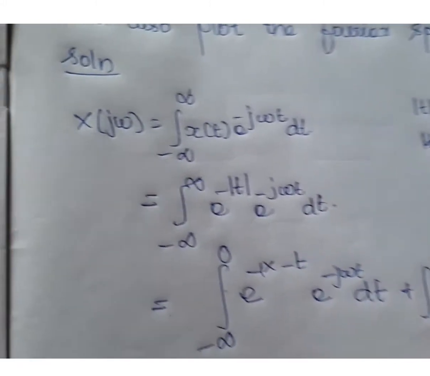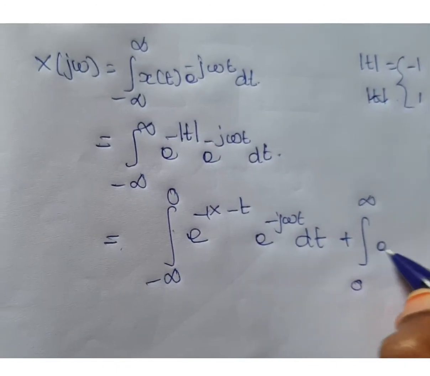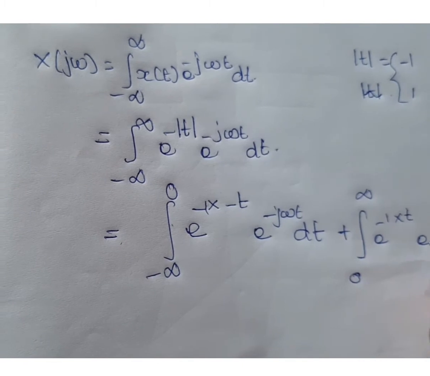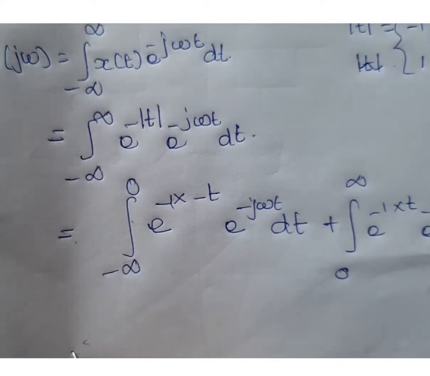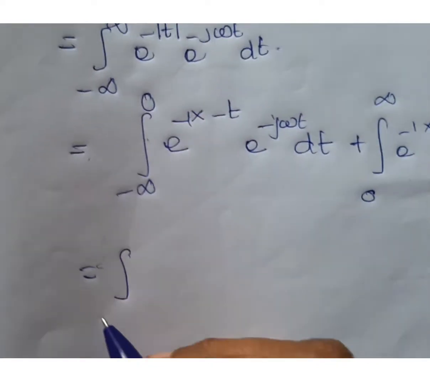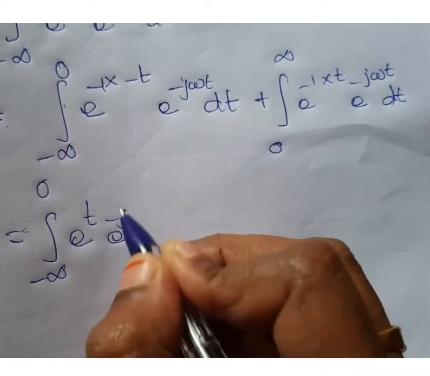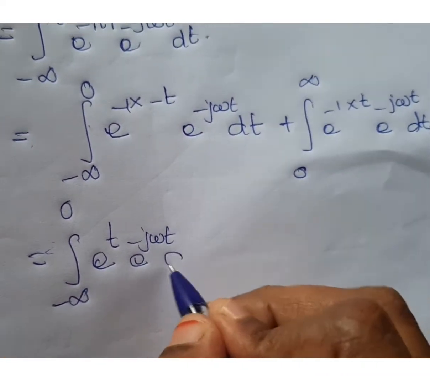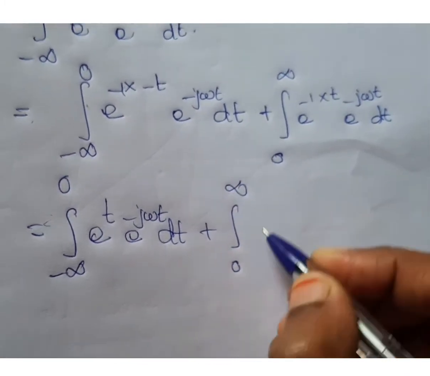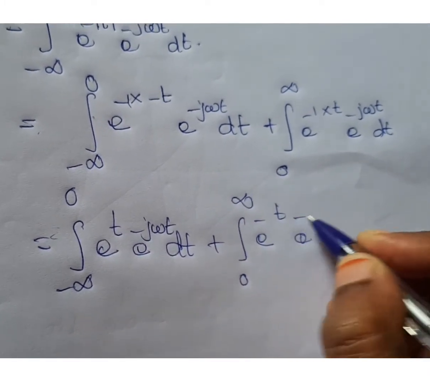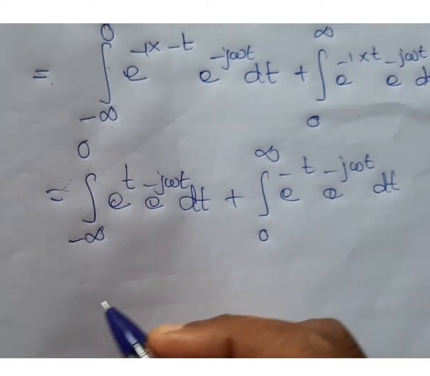Plus the next integral. What is the next integral value? That is for positive values, that is 0 to infinity e power minus, here the value is plus t, e power minus j omega t dt. Okay, so now by solving this, you got integral minus infinity to 0 e power t e power minus j omega t dt, plus integral 0 to infinity e power minus t e power minus j omega t dt. Okay. So now you want to simplify this.